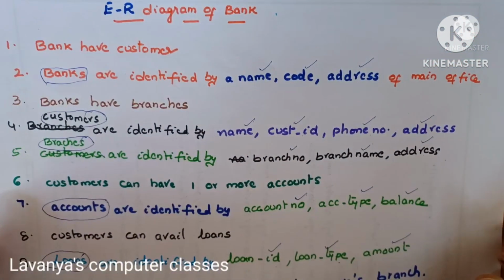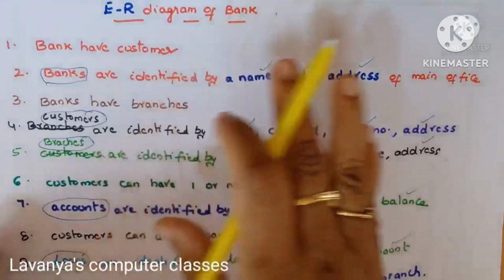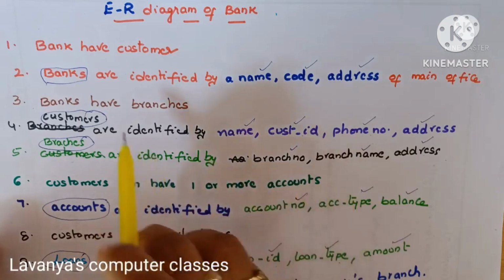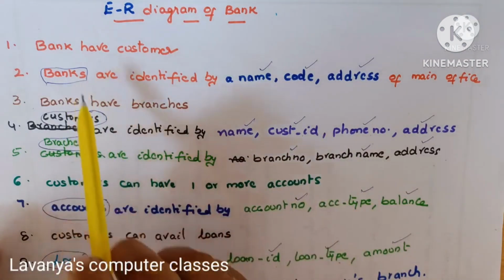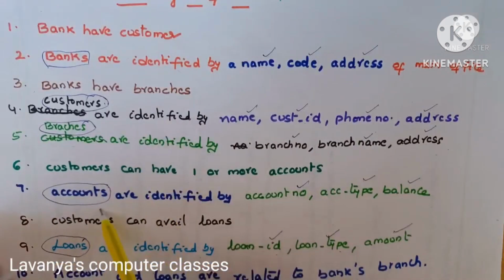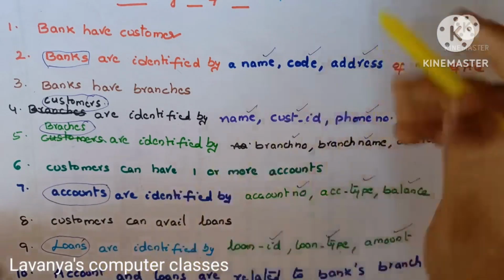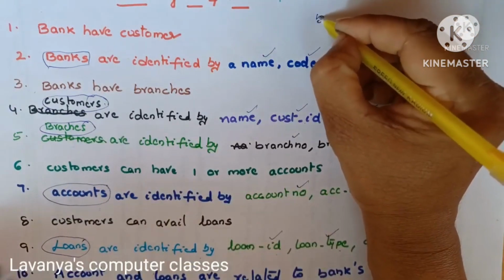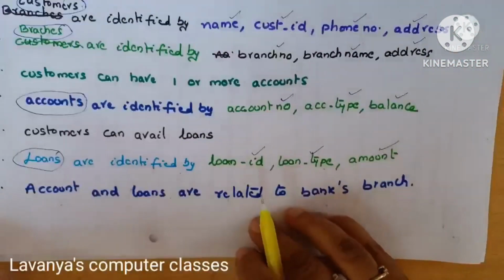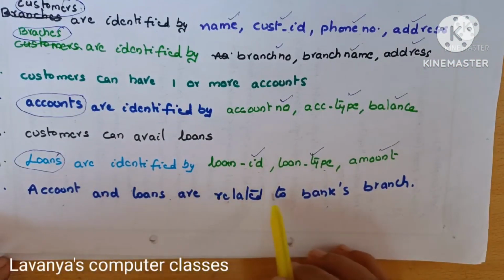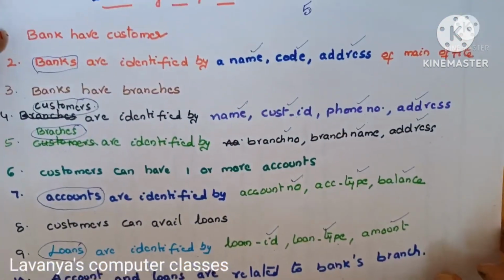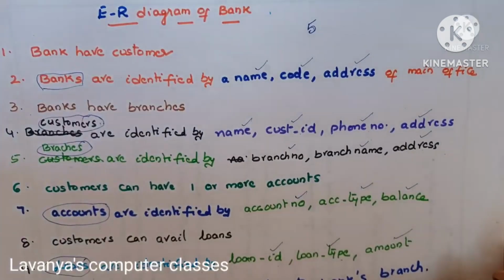Now through this example, draw the ER diagram. So read it totally. Now we have identified some entities. What are the entities we identified? One is the bank entity. Second, customers. Third one is branches. Fourth one is account and fifth one is loan. So in this description you have a total of 5 entity sets. And then they mentioned a main relationship also, that is accounts and loans are related to the bank's branch. So through this description we are now going to draw an ER diagram for the bank.